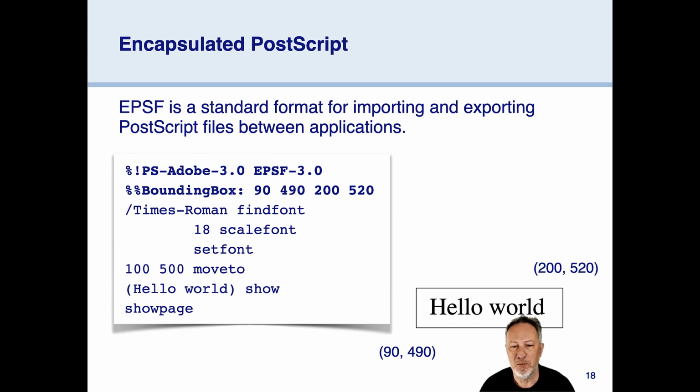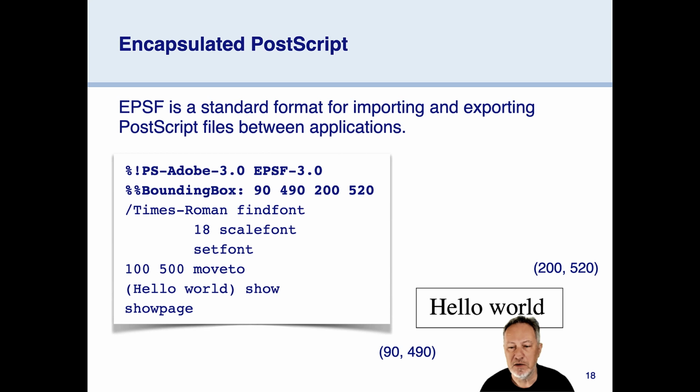And here we put the bounding box to just below 10 points below and to the left of our Hello World, and finishing at 200 points to the right and 520, another 20 points above the bottom of our Hello World. So this will put a bounding box around that text, and any program that wants to import our encapsulated PostScript will ignore everything outside of that bounding box.